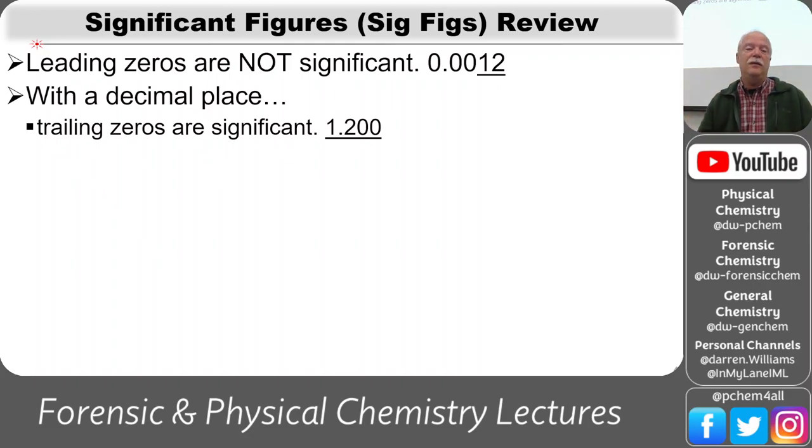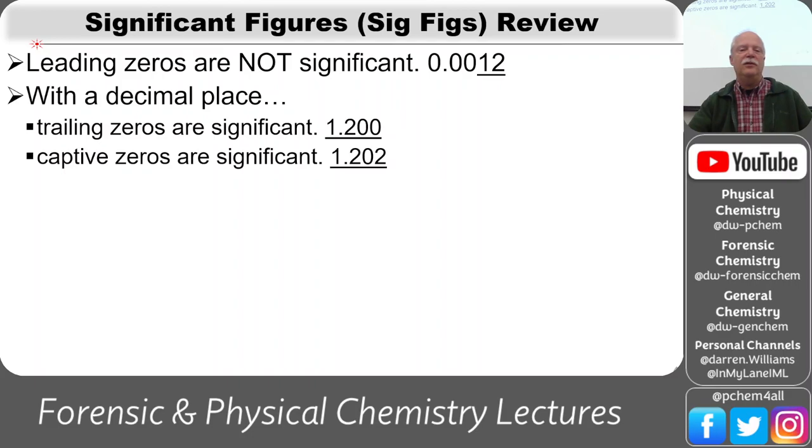Now with the decimal place, trailing zeros are significant. So in this particular number, we have four significant figures because that's telling you the level of precision we have. So 1.200 is telling you that you know that that third decimal place is zero. Or that's your extra digit. Really, the first three are your certain digits and your last one is your uncertain digit. So it might be a zero in that third place. It might be one, but that's your measurement. That last digit would be the one that varies, hopefully.